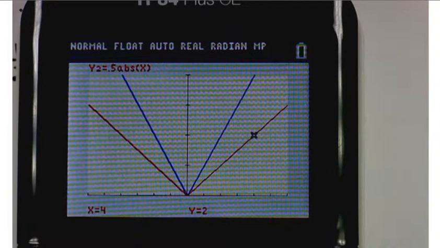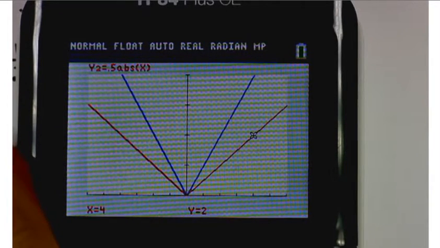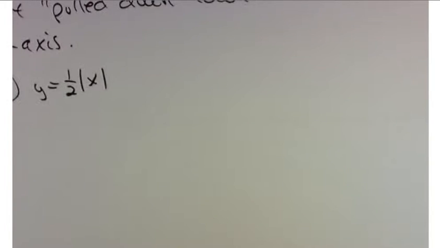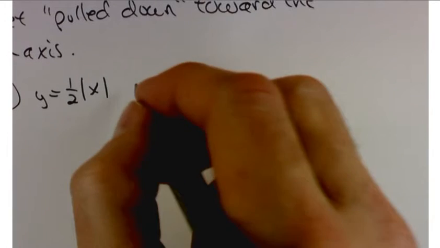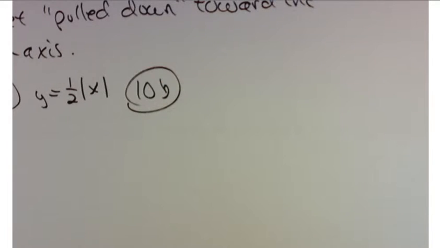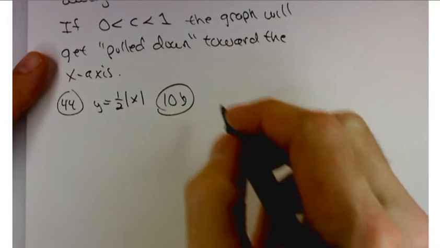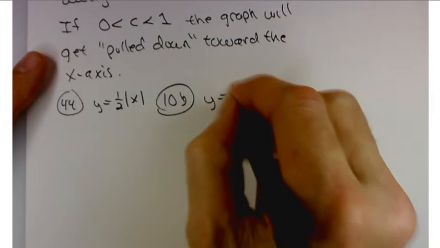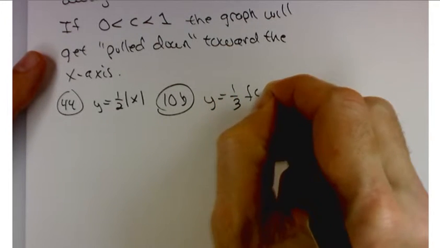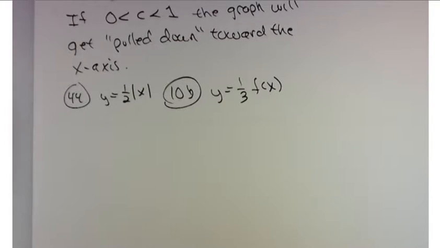Let's try problem number 10b. Y equals 1/3 of f of x. How's that 1/3 going to affect the graph? Exactly. So this is again going to get shrunk towards the x-axis.